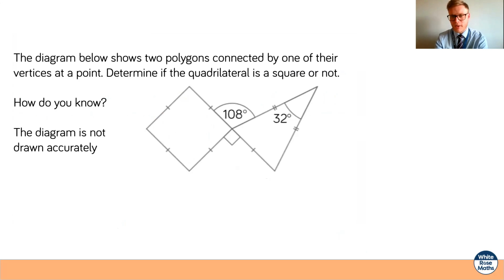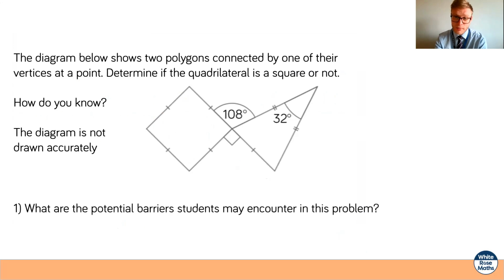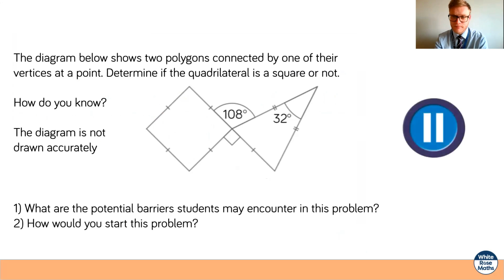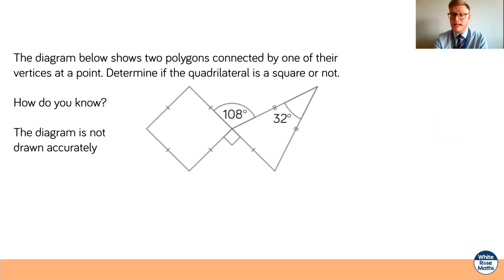Here is another exemplar question from the small step. Pause the video and have a think about two things. What are the potential barriers students may encounter in this problem? And how would you start this problem? Let's address potential barriers. So far, students have only seen problems that require them to evaluate the size of a missing angle. Asking them to determine if a shape is a square sounds totally alien to this topic.